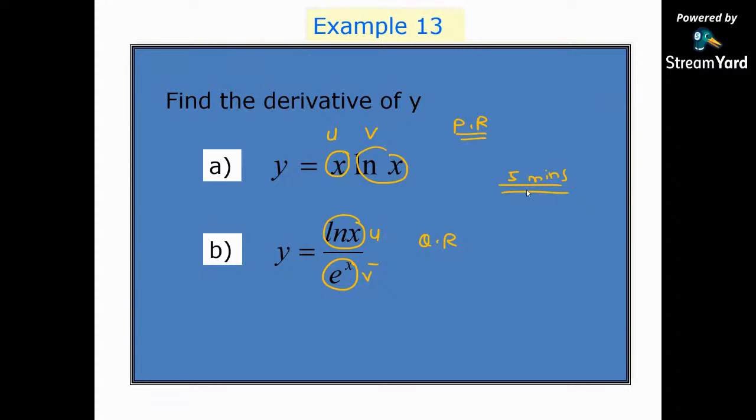Oh, forgot. Let me write down the formula for you. Product rule: u v prime plus v u prime. Quotient rule: v u prime minus u v prime over v squared.